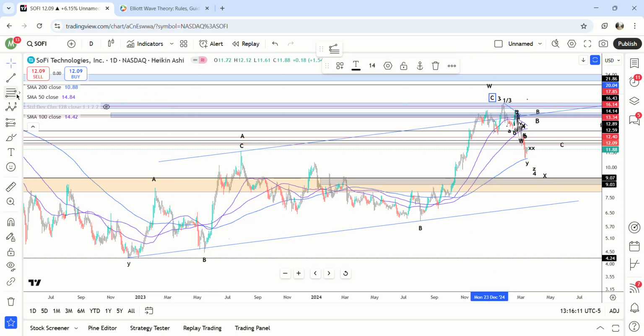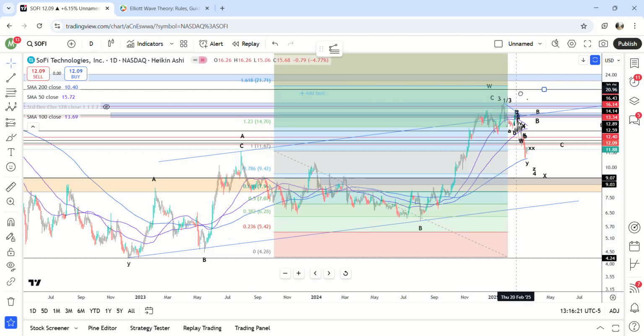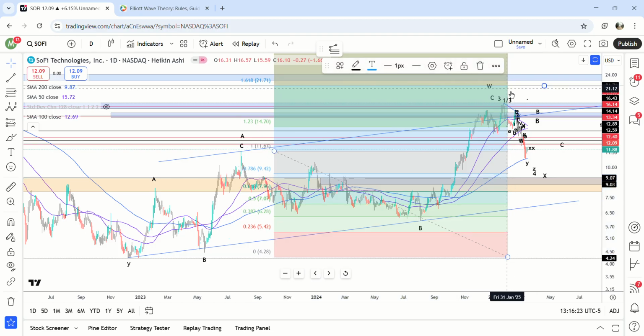Because again, it does not hit the 1.61 fib. And that's a pretty classic spot. The 1.61 fib is a classic spot for the third wave to end. If it doesn't make it to the 1.61 fib, then there's a good chance it's something else.